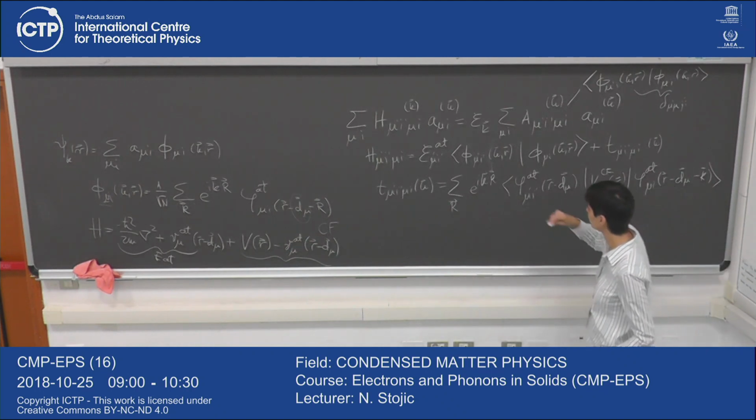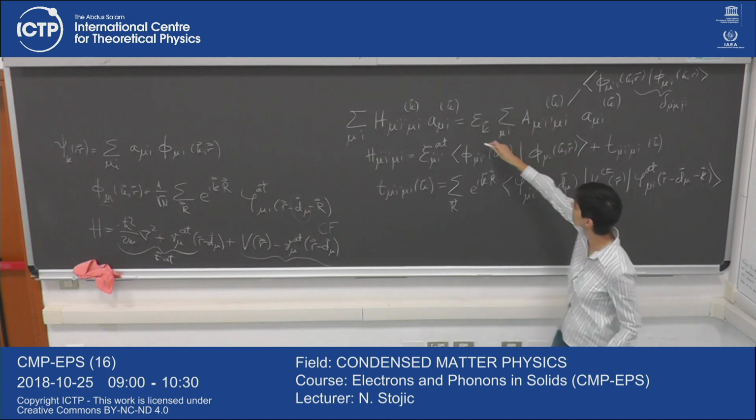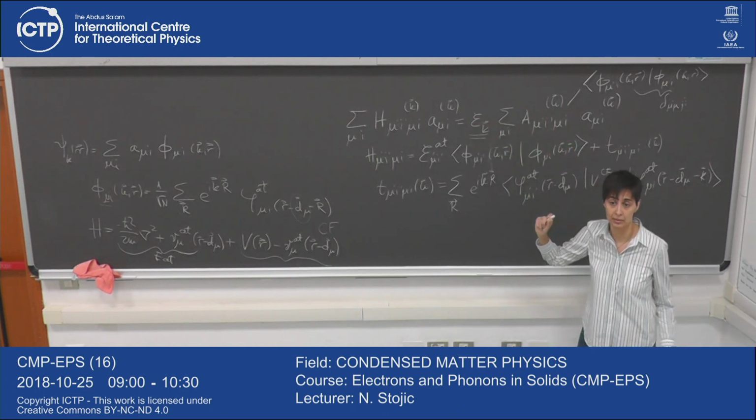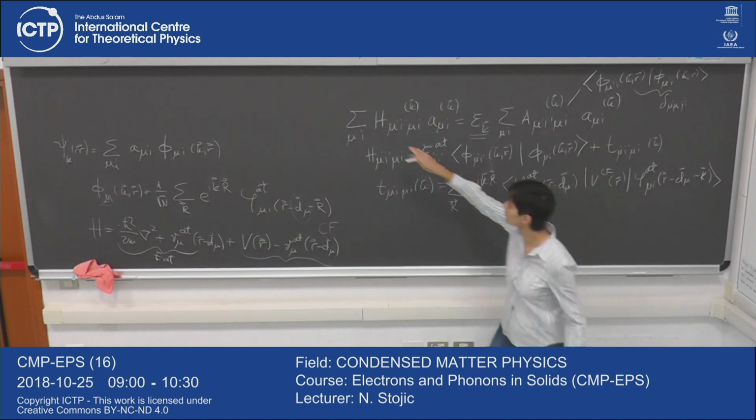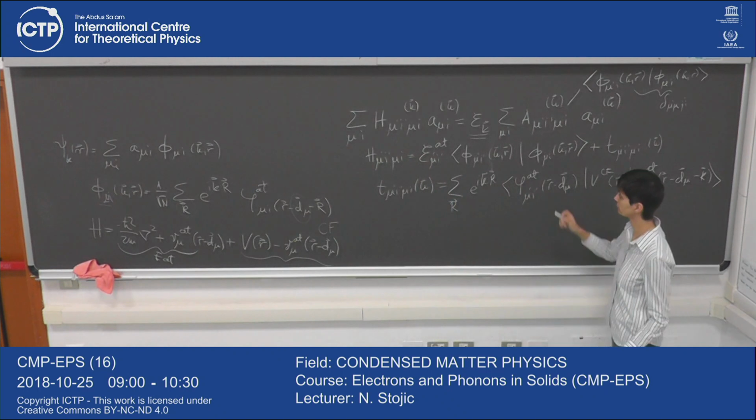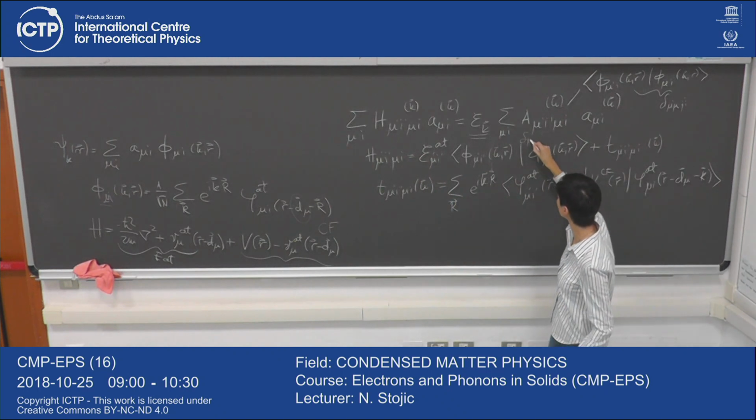So on this side, you will essentially get just the eigenvalues times the coefficients of this expansion. On the left side, you have, this is again delta mu I.